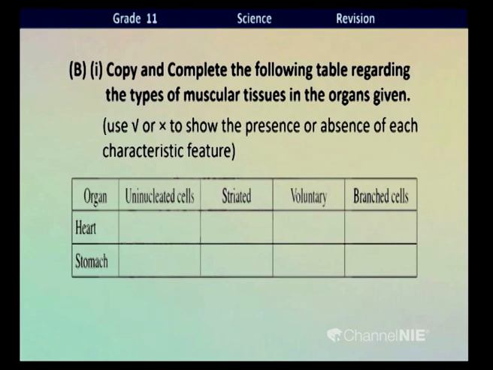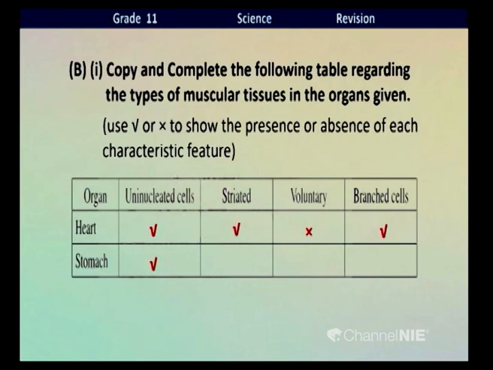Take heart first. The cells are uninucleated? Yes. Cardiac muscle tissue consists of cells with a single nucleus. Cardiac muscle tissue is striated. And is it voluntary, children? No. Cardiac muscle tissue functions involuntarily. This is not available. And branched cells, yes. Cardiac muscle cells are branched. This is yes. Then go to the next type, smooth muscle tissue found in the stomach.